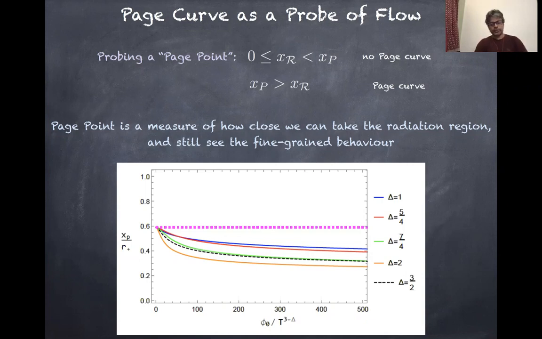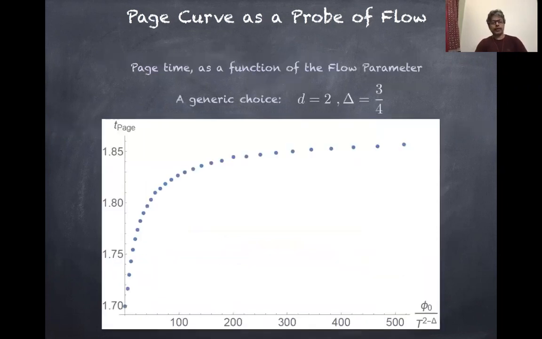So that's observation one. And then the final observation that I'll end with is again a generic one. To do the calculation, one has to fix certain values. For example, this is done for small d equal to 2. So basically the bath is a 1 plus 1 dimensional CFT deformed by some relevant operator whose dimension is 3/4.